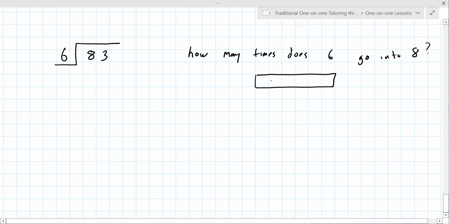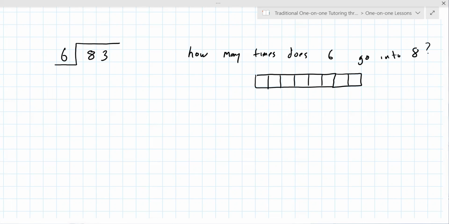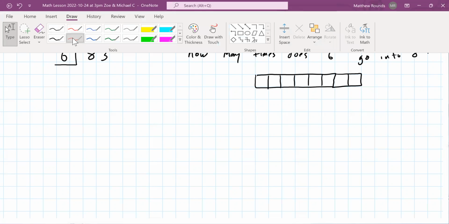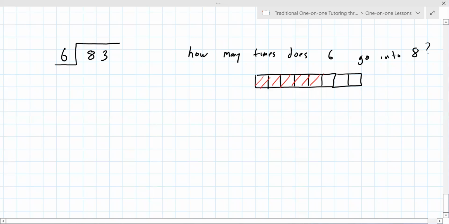So here's 6. There's 6 blocks there. And here's 8. 8 is 2 more. So how many 6s can you get in 8? One. Yeah, 1. And so you can do some things. You can fill those in. But yeah, you get 1 6.